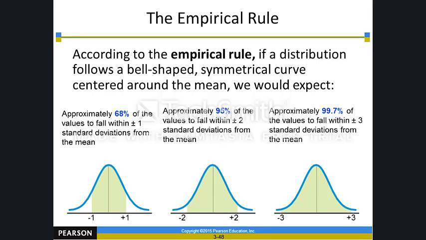But according to the empirical rule, if a distribution follows a bell shape, symmetrical curves centered around the mean, we would expect that 68% of the data values fall within minus 1 and plus 1, 95% of data values fall between minus 2 and plus 2, and 99.7% of the data values fall between minus 3 and plus 3. Again, the empirical rule says that if the data is bell-shaped, then 68% of data values fall within minus 1 and plus 1, 95% within minus 2 and plus 2, and 99.7% between minus 3 and plus 3.